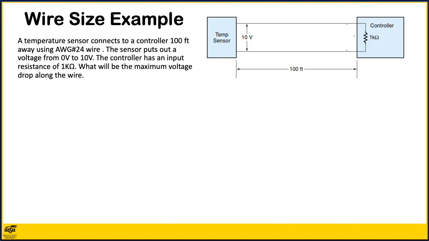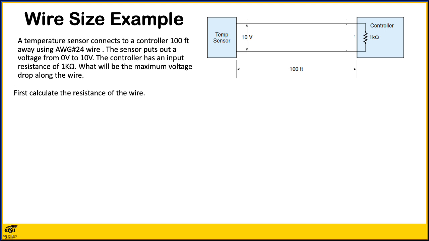Let's take a look at wire size examples. In this example, a temperature sensor connects to a controller 100 feet away using 24 gauge wire. The sensor puts out a voltage from 0 to 10 volts, and the controller has an input resistance of 1 kiloohm. What will be the maximum voltage drop along the wire? Let's have a look at the solution.